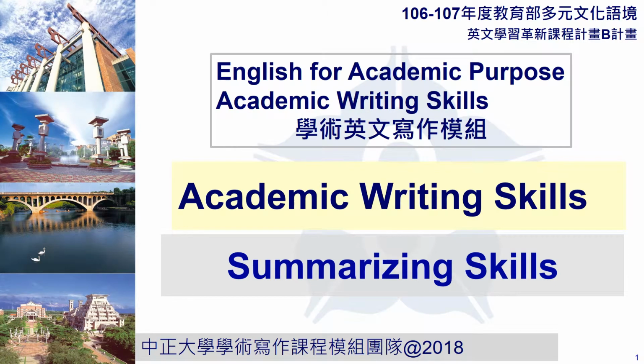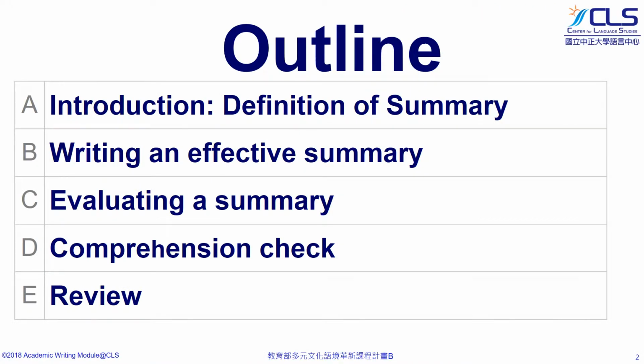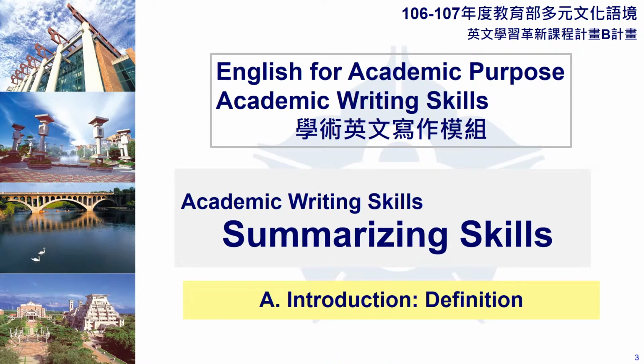This lesson on academic writing skills is about summarizing skills. We'll begin with the introduction. Then we move on to introduce how to write an effective summary and how to evaluate if a summary is good or bad. Finally, we'll have a comprehension check to help review what we have learned. First, let's look at the introduction.